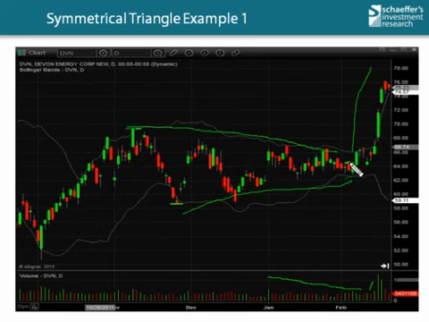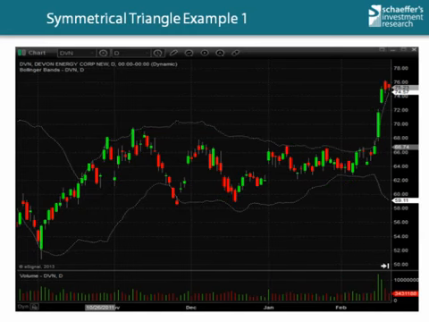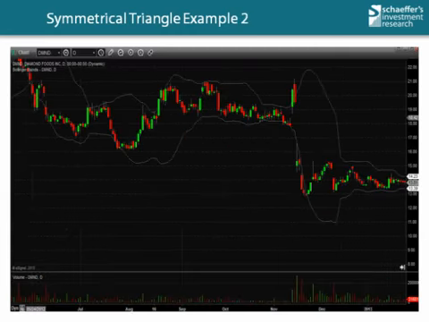Looks like it broke right here at about 64, 65, and then this move is ultimately about 10 units, up to 76 or so. So this is just a good example of that pattern playing out and how looking at charts can be very powerful in these sort of situations. Here's another example of a symmetrical triangle.